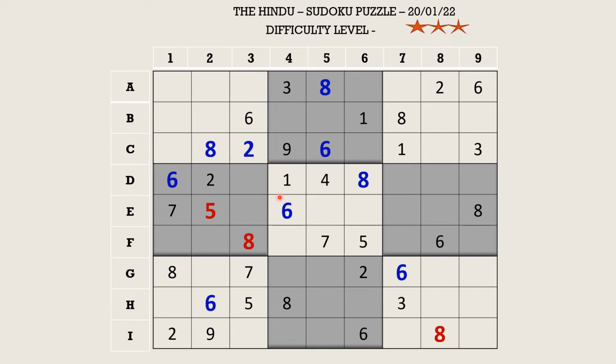Let's try to fill the fifth block. The missing numbers here are 2, 3 and 9. In column 4 there is a 3 and 9 blocking here. So F4 takes 2 and the rest of the cells take the 3, 9 pair.